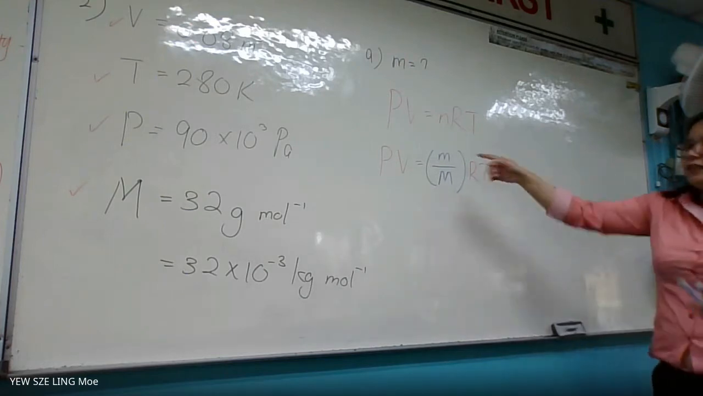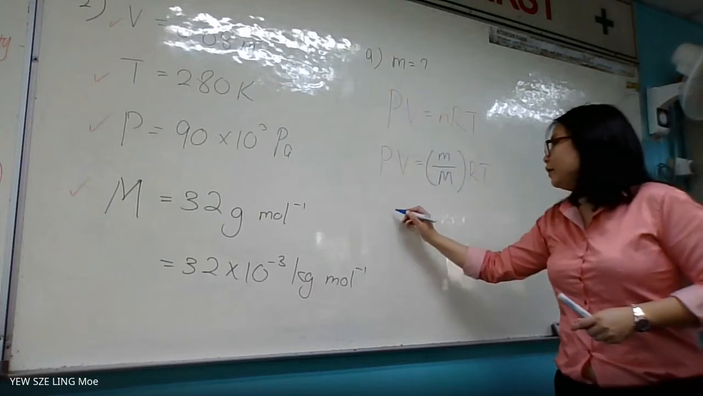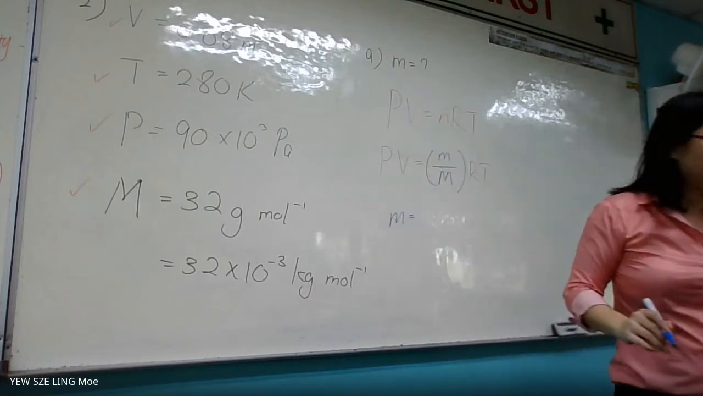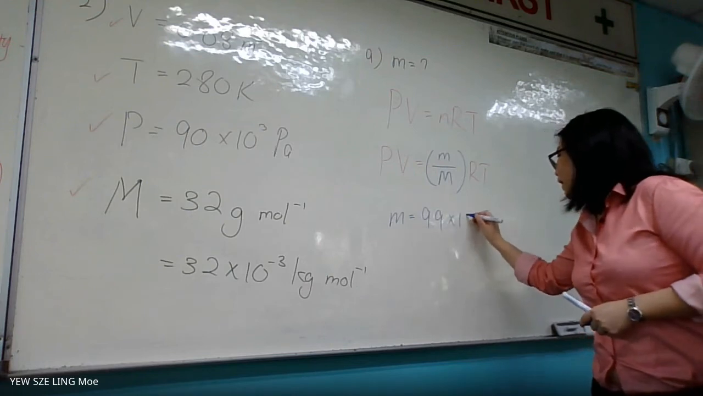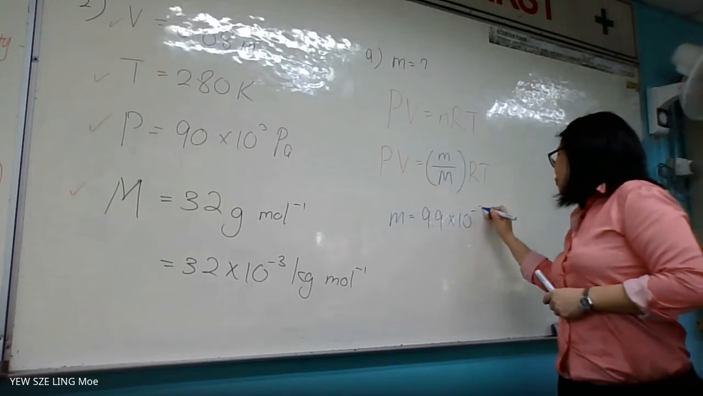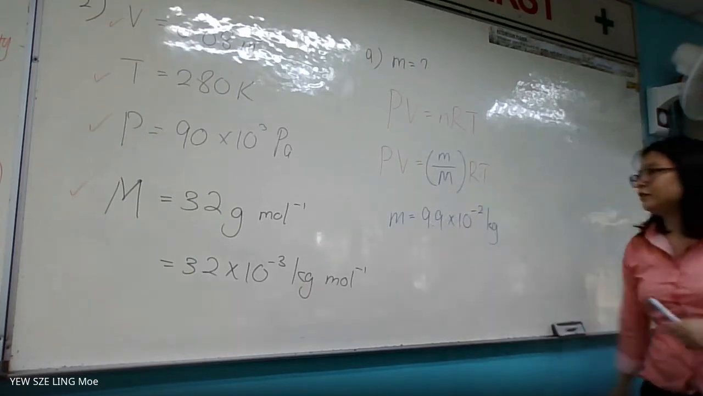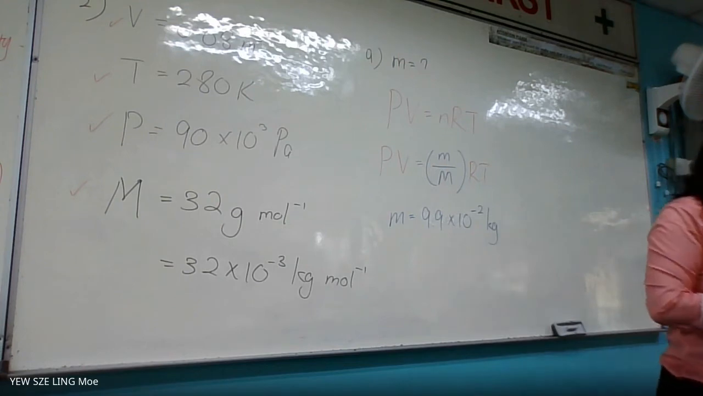So this one is the total mass. If you plug all these values into the equation, you should obtain m equals 9.9 times 10 to the power of negative 2 kg. Good. So that is the answer for question A.